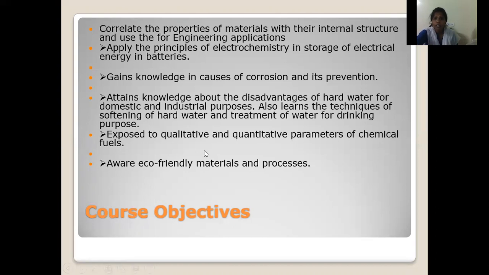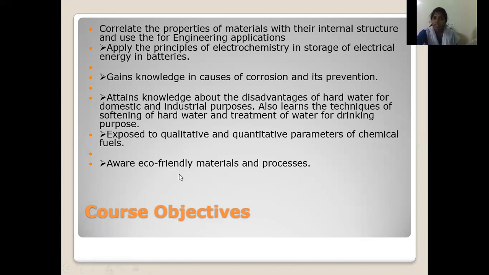Exposed to qualitative and quantitative parameters of chemical fuels. So we are having the fuel chemistry. By using fuel chemistry also, we can get an idea about what are the elements, what are the qualitative and the quantitative parameters present in the fuel.